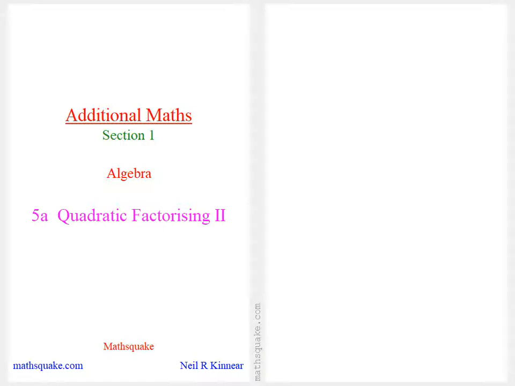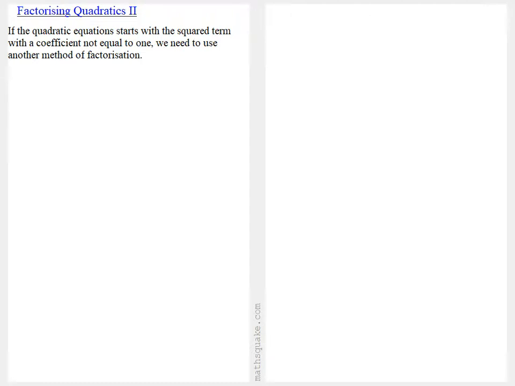Additional Maths Algebra, Quadratic Factorising Part 2. Factorising Quadratics 2. If the quadratic equation starts with the squared term having a coefficient not equal to 1, we need to use another method of factorisation. Let's look at an example.